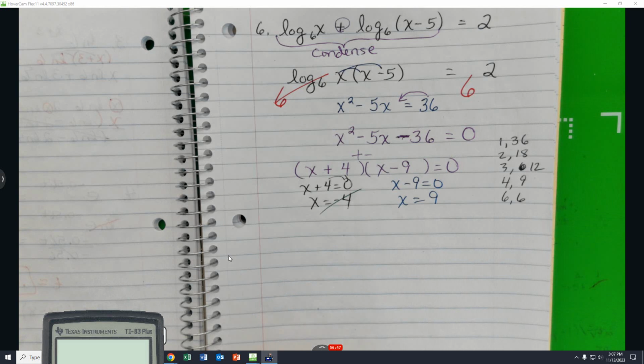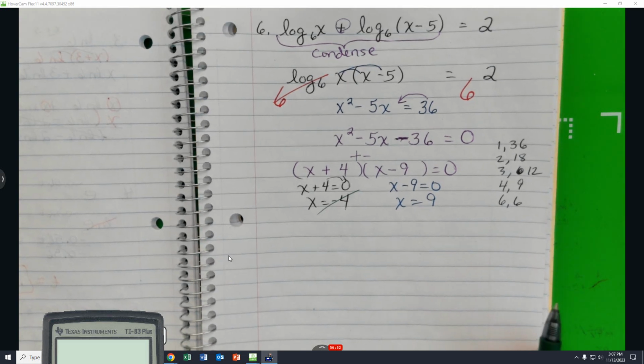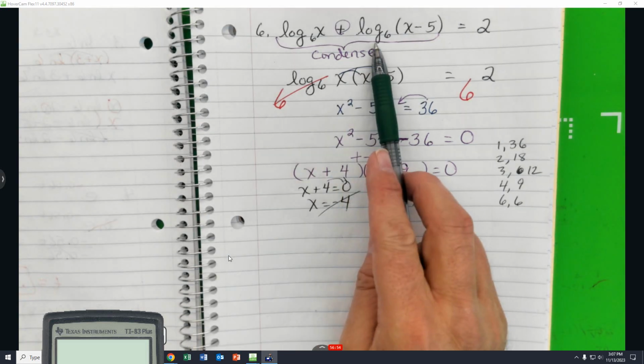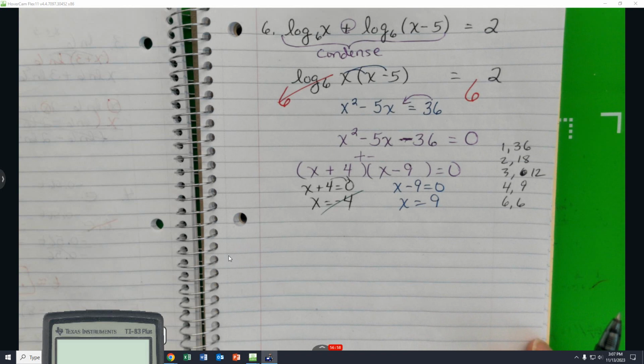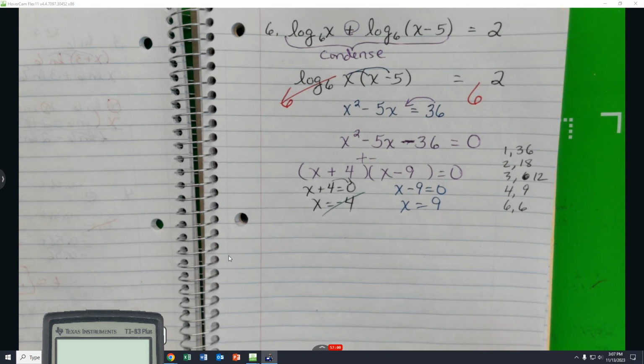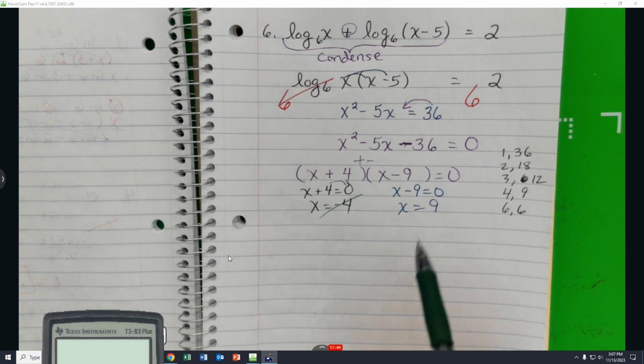When solving logarithmic equations, a student once asked me, can I say that when solving equations with logarithms, we mark out the negative answers? And I said, usually. Okay? But if you want to be 100% sure, you're doing more than that.